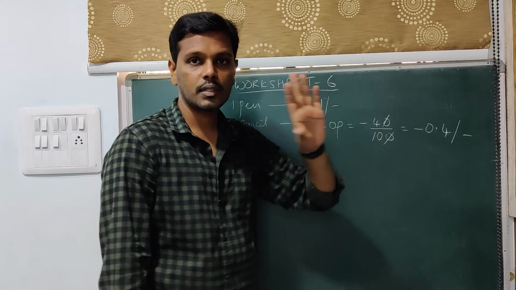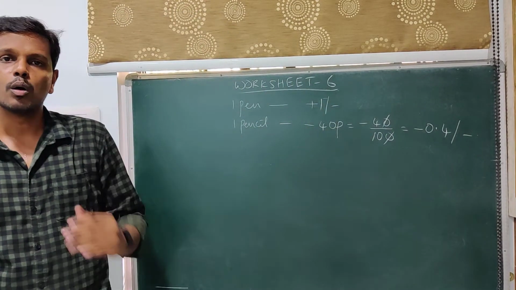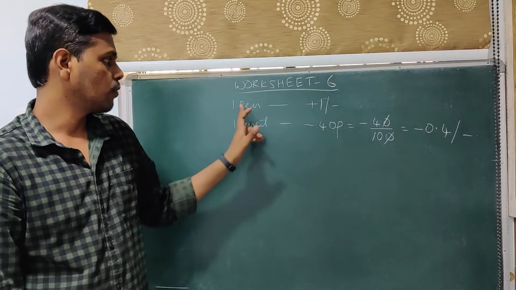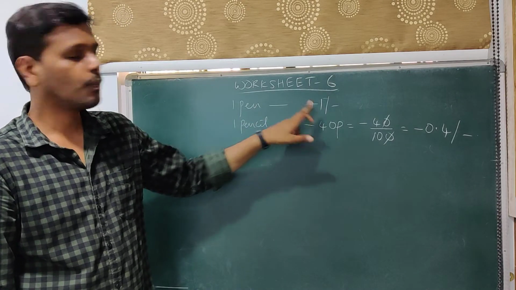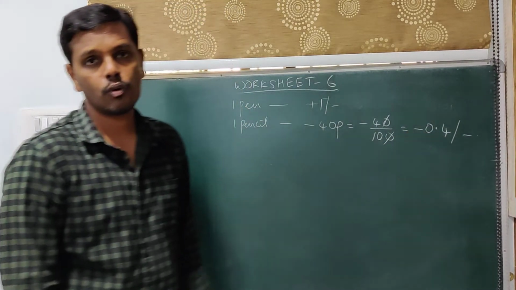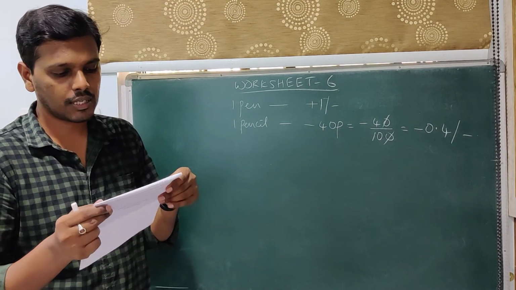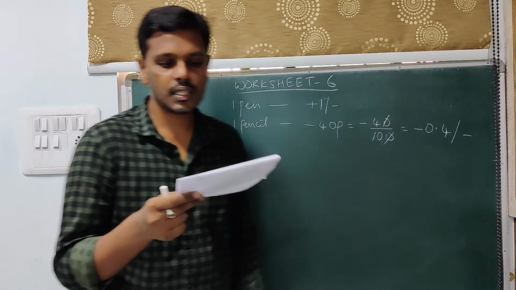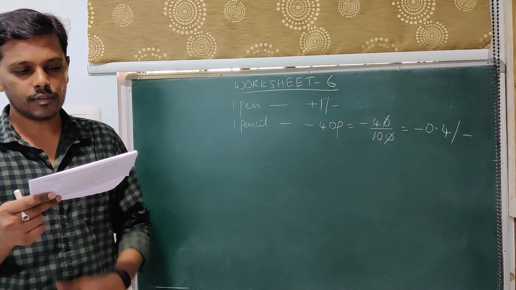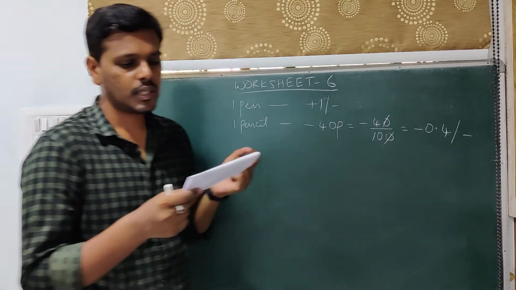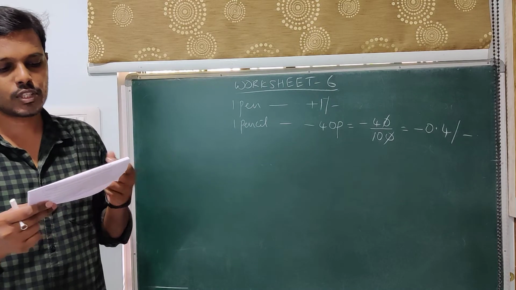So that is the interpretation that can be made from the initial details given in the question. One pen gets 1 rupee. One pencil gets minus 0.4 rupees. Now look into the first case. In a particular month, she incurred a loss of rupees 5. In this period, she sold 45 pens. How many pencils did she sell in this period?